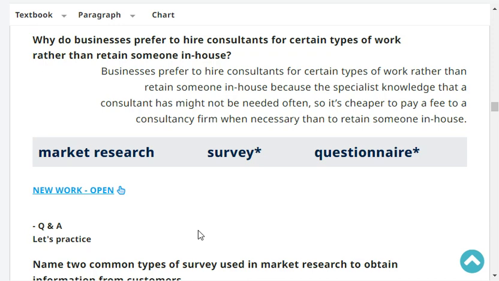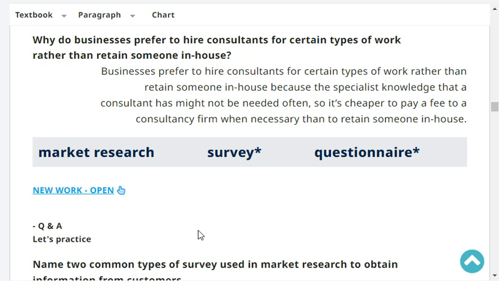Businesses prefer to hire consultants for certain types of work rather than retain someone in house because a consultant has specialist knowledge that might not be needed so often. So it's cheaper to pay a fee to a consultancy firm when necessary than to retain someone in-house. Very good.